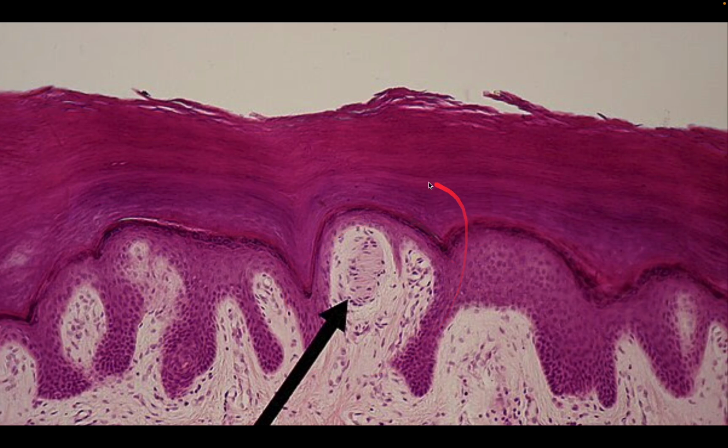And then lastly, we have the Meissner's corpuscle. It kind of looks like a stack of coins, or a beehive, if you will, and they're located in the dermal papillae. If we look here, we can tell this is thick skin because we have the stratum corneum, the stratum lucidum, stratum granulosum, kind of over here, and then we have the stratum spinosum and basale.